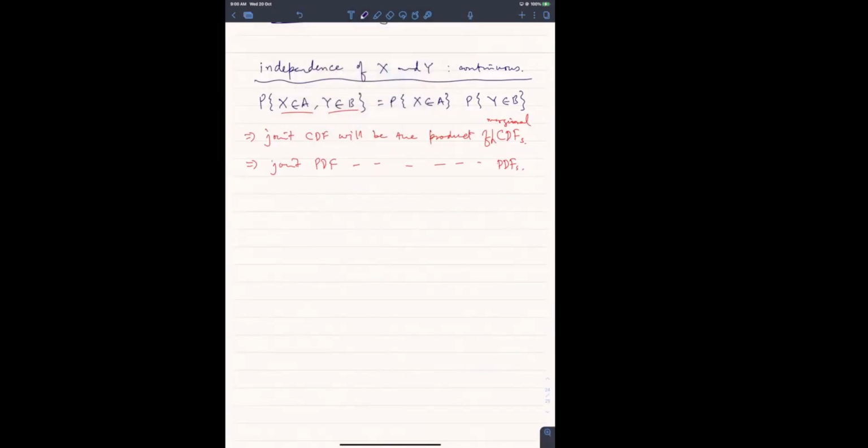One example is the joint PDF of x and y, which is equal to 6 e to the minus 2x e to the minus 3y, for x from 0 to infinity and y from 0 to infinity. Are x and y independent? Yes or no? Answers in the chat window. Yes. Independent.